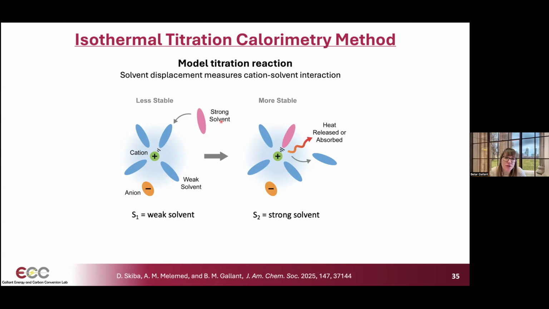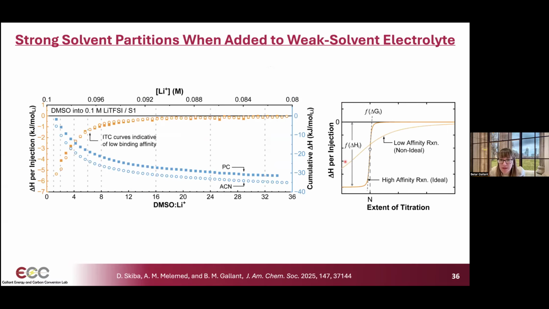And then we introduce small injections of a stronger solvent, as predicted by a high donor number. Typically, we're using DMSO, but other strong solvents work too. What happens is a strong solvent will start to displace the weakly coordinating solvent in the coordination environment. And if that happens, you'll see a heat release corresponding to that process.